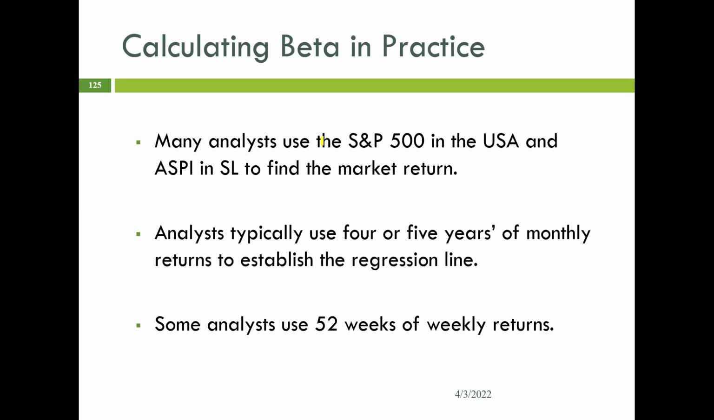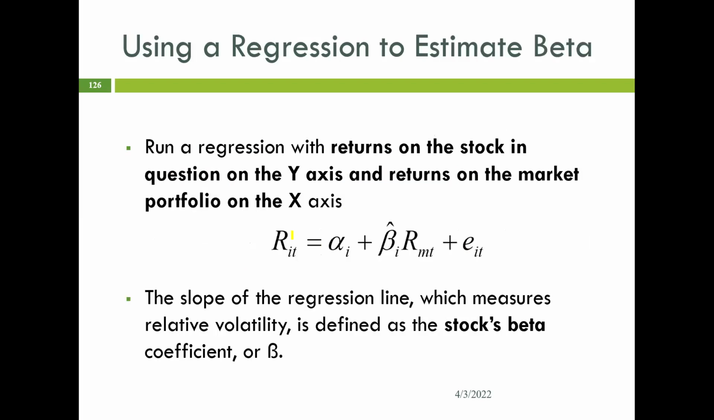Many analysts use the Standard and Poor's 500 in the USA, or the All Share Price Index in Sri Lanka, as the market return. When you do research, you have to take such proxies practically. Analysts typically use four or five years of monthly returns to establish the regression line. Sometimes you can use 52 weeks or a few years. So empirically you can estimate beta using this regression line.